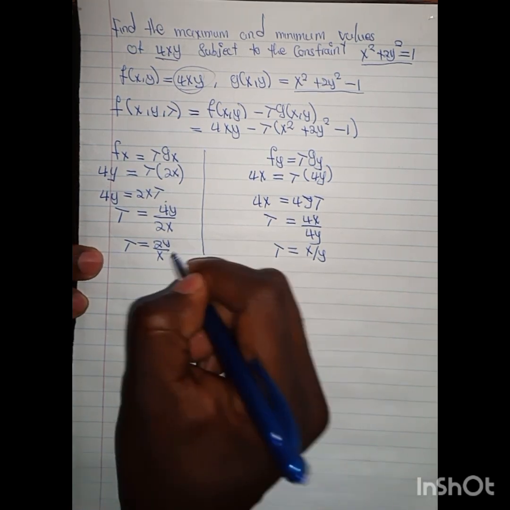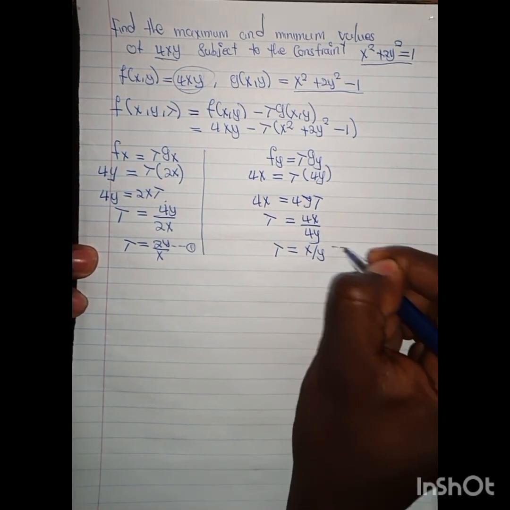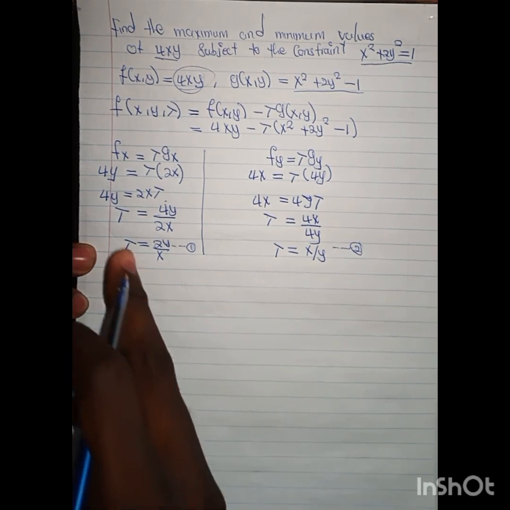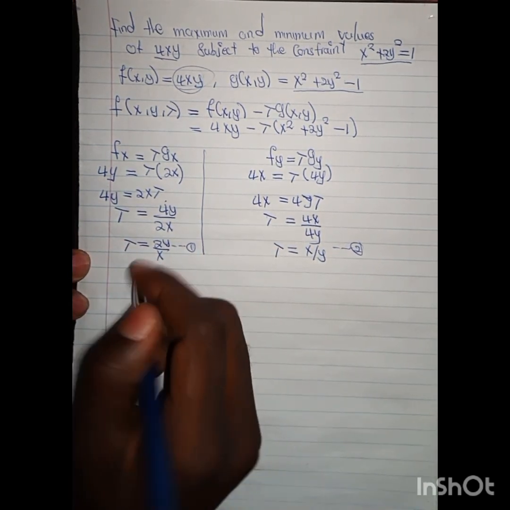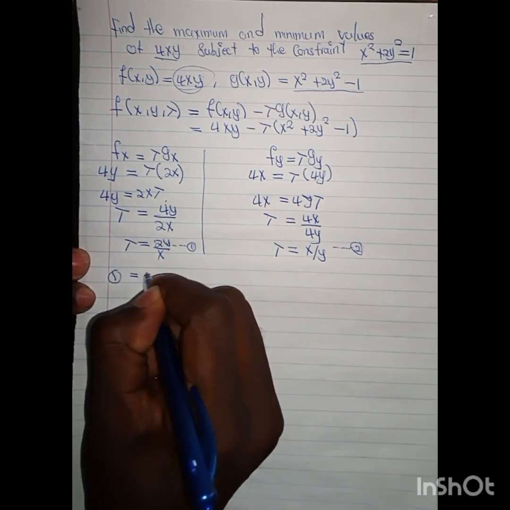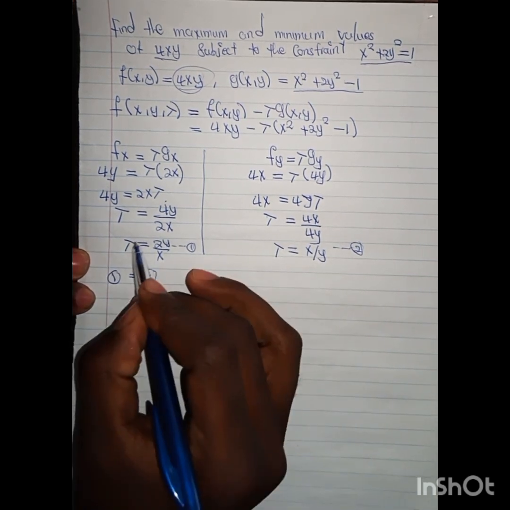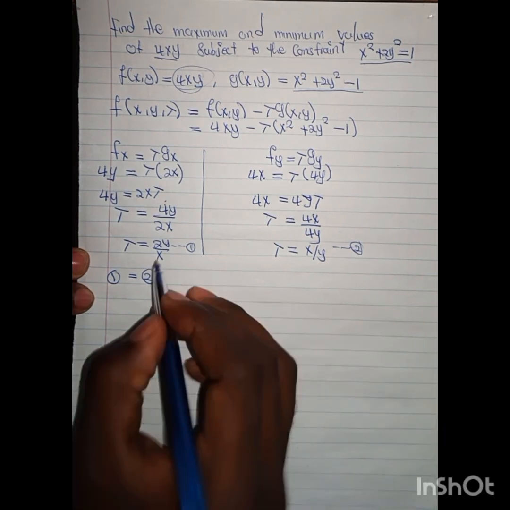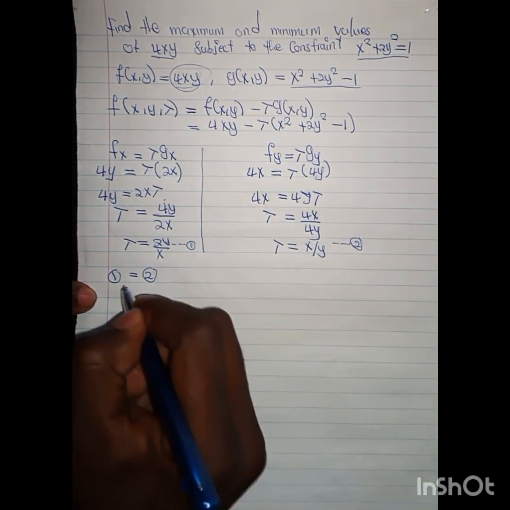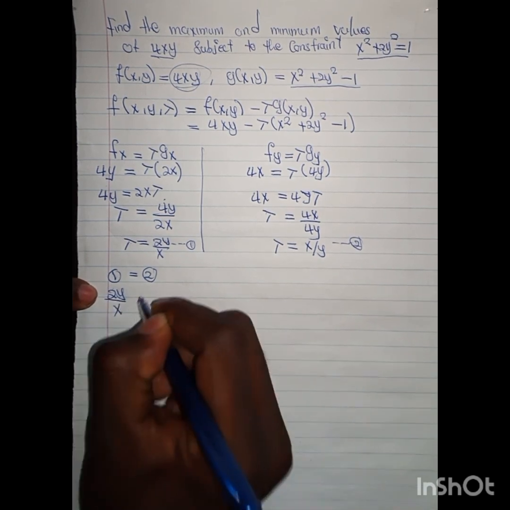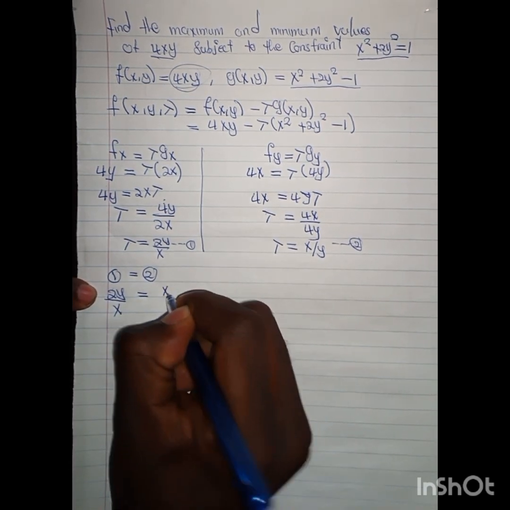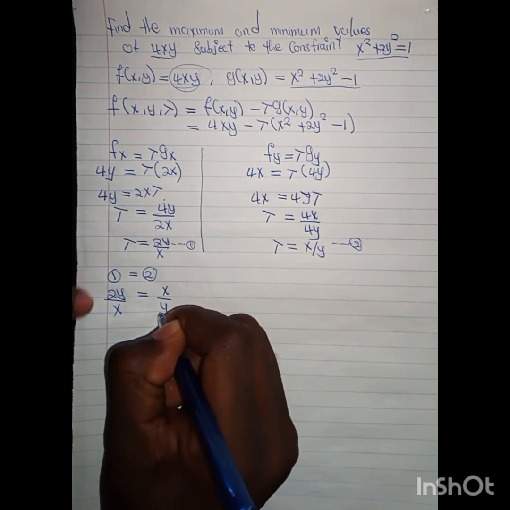Then now we have two equations. This is equation 1, this is equation 2. Lambda, lambda, and then we can equate equation 1 and equation 2. If we say equation 1 is equal to equation 2, because we have lambda equals 2y over x and x over y, then it means we'll get 2y over x is equal to x over y.